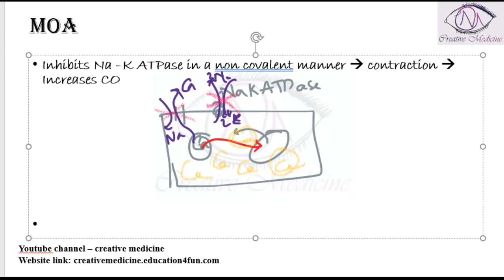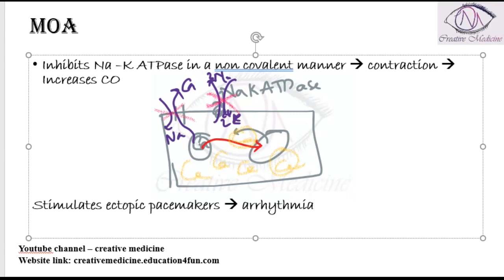Digoxin also stimulates all the types of pacemakers. It stimulates the SA node, the AV node, and also the ectopic pacemaker cells which are present in the heart. This stimulation of ectopic pacemakers is the reason for arrhythmias as a side effect of digoxin. So digoxin is associated with arrhythmias as a side effect.